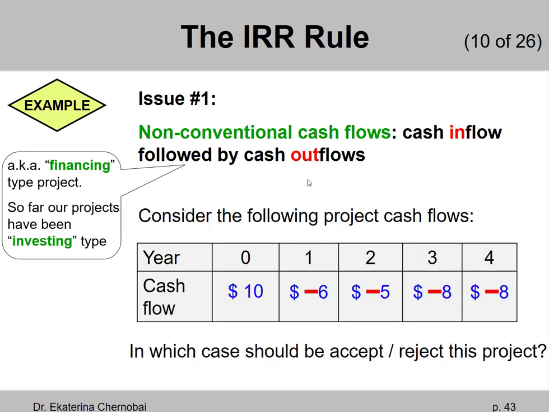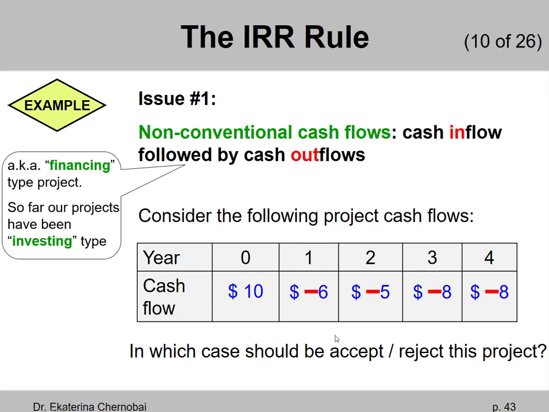So let's look at pretty much the same problem we had on one of the earlier slides, the one that was used to explain the whole IRR approach. The only thing we are doing differently, we are switching the signs. So now in year 0, you would be receiving $10. In years 1, 2, 3, and 4, you would be paying $6, $5, $8, and $8, respectively. So I kept the dollar amounts the same, but I switched the signs. In which case should we accept or reject this project?